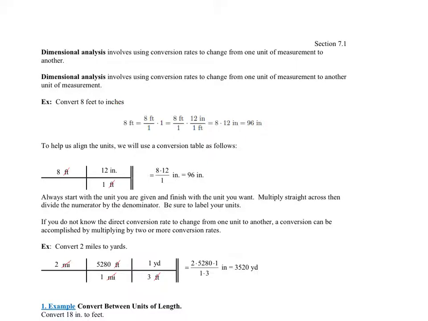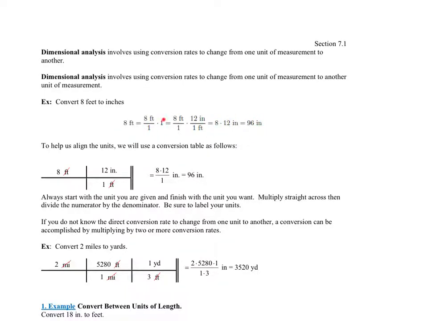Well, if you look at it, you have 8 feet, and they do this 1/1 thing, right? And then they say 8 feet over 1 is 12 inches over 1 foot, so they're just replacing the number 1 with 12 inches over 1 foot. So then they say, well, look, the feet cancel. So if the feet cancel, you're left with 8 times 12 over 1, which is just 8 times 12 inches, which is 96 inches.